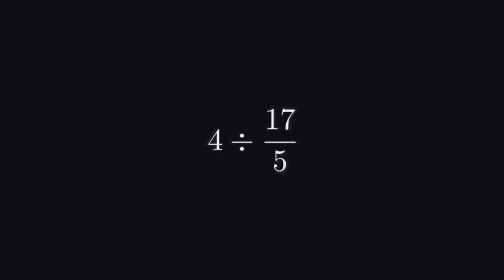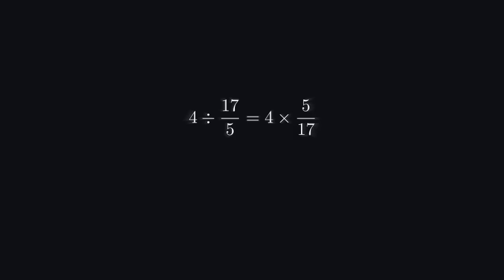To divide by a fraction, multiply by its reciprocal. The reciprocal of 17 over 5 is 5 over 17. So 4 times 5 over 17 equals 20 over 17. As a mixed number, 20 over 17 equals 1 and 3 over 17.